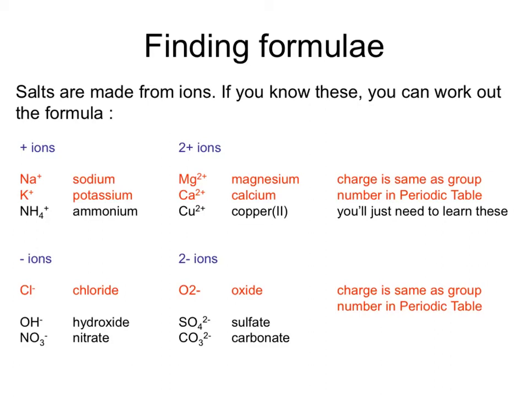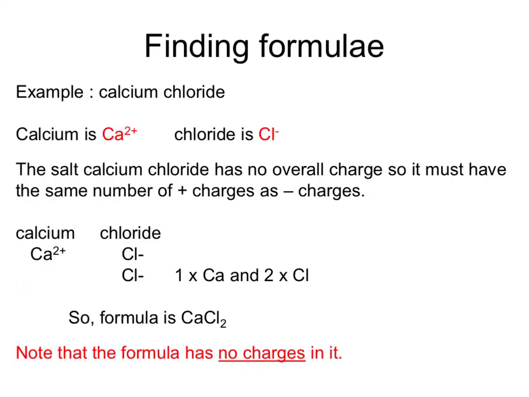So for example, sodium in group 1 will form a 1+ ion. Magnesium in group 2 will form a 2+ ion. Whereas for the negative ions, those in group 7, like chlorine, which will gain an electron, will become Cl-. Those in group 6, like oxygen, which needs to gain 2 electrons, will form a 2- ion. So, working out a formula.